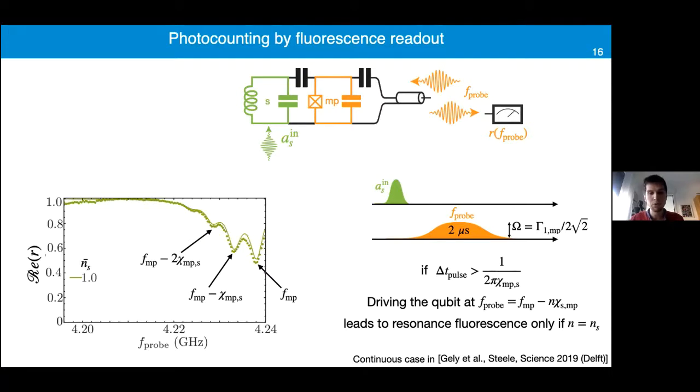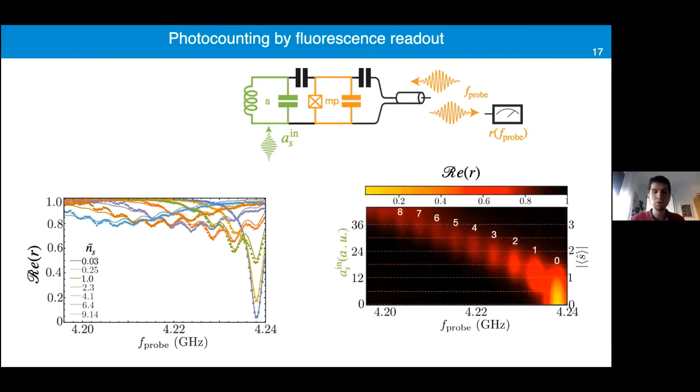So we are able to reproduce our data using a master equation model, and then you can repeat this experiment for various amplitudes of the coherent state, and at the end you finish with this 2D map where you have the real part of the reflected coefficient as a function of the amplitude of the coherent state and the frequency of the probe. And each spot corresponds to a specific resonance of the multiplexing qubit for a specific photon number. And you can see we are able to easily count up to 8 photons. So this 2D map is a proof that you can indeed photocount using the fluorescence of a qubit.